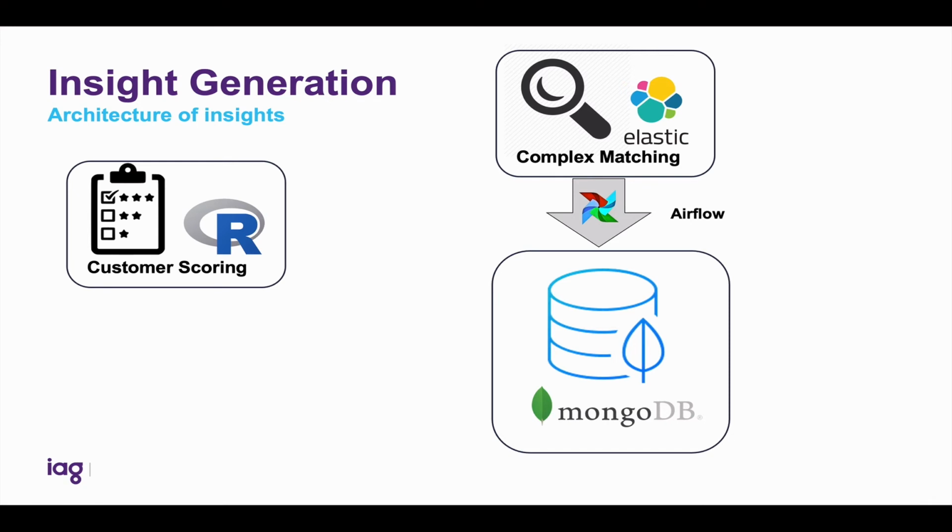And then for customer scoring, we use technologies like Python and R. And then we ingest that information again using Kafka back into MongoDB. So we can take the data, send it off for customer scoring, and then re-ingest it using the same pipeline. So we get that code reuse as well.